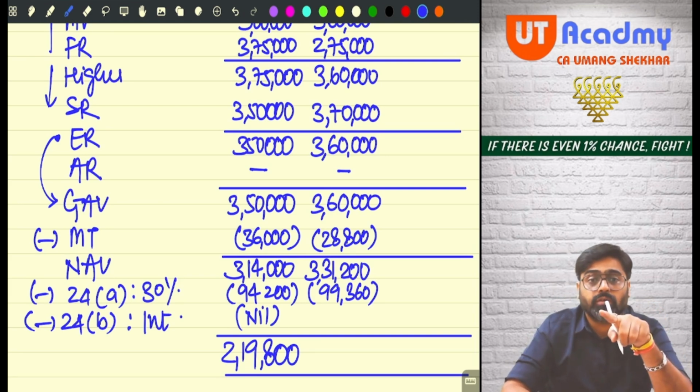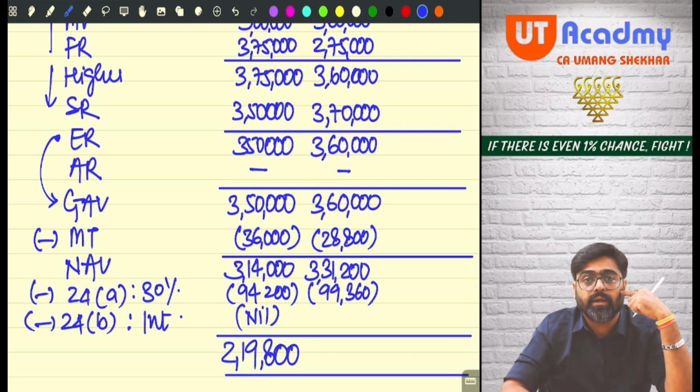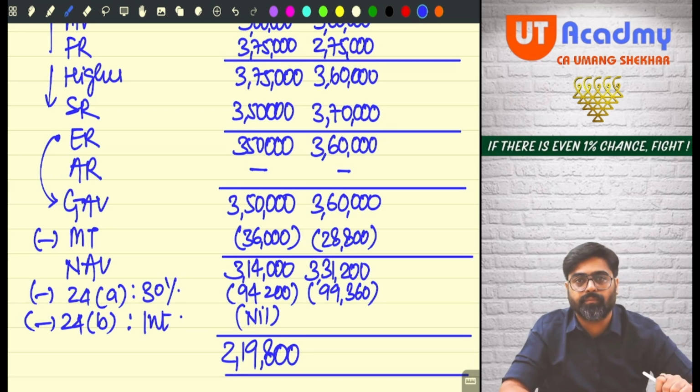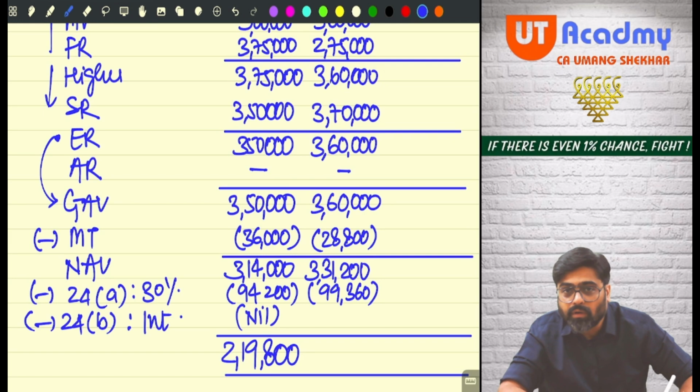Now, is there any loan taken for this house? Yes, that loan was repairs loan. And on that, interest is 55,000. Can you see? That entire 55,000 you cannot claim. You can claim maximum 30,000.